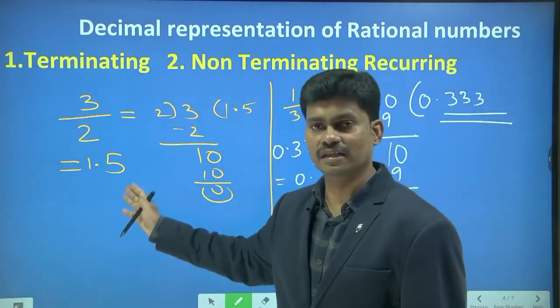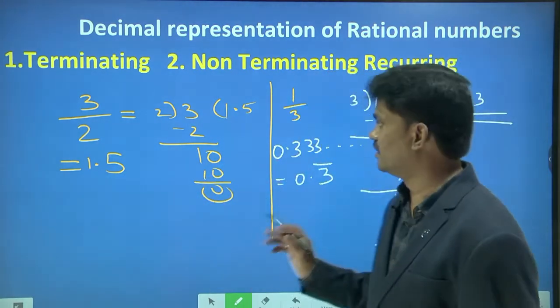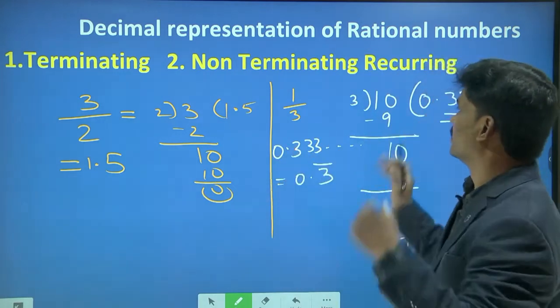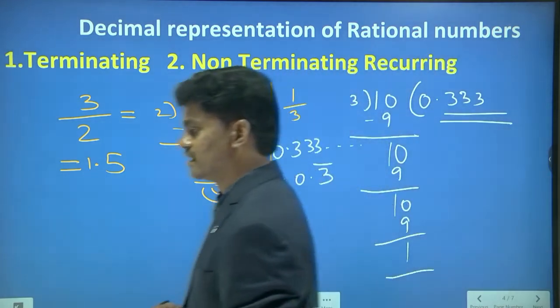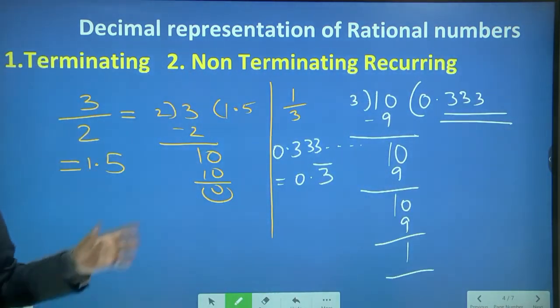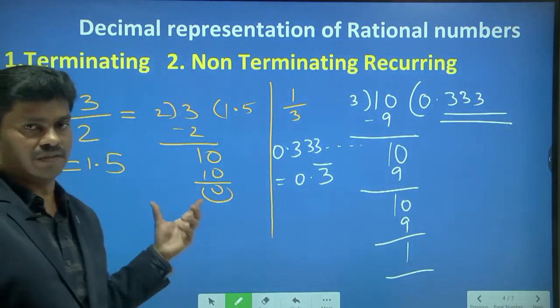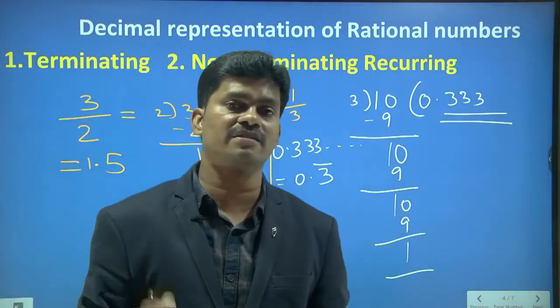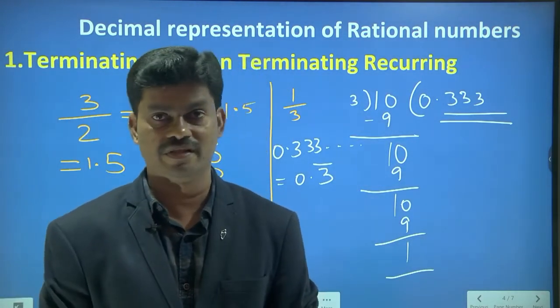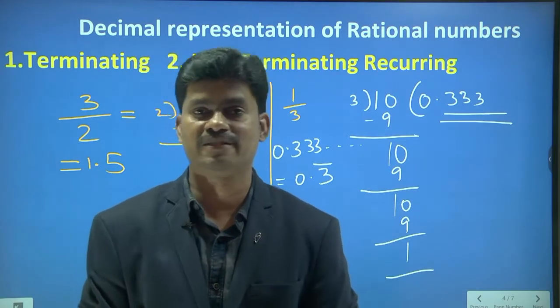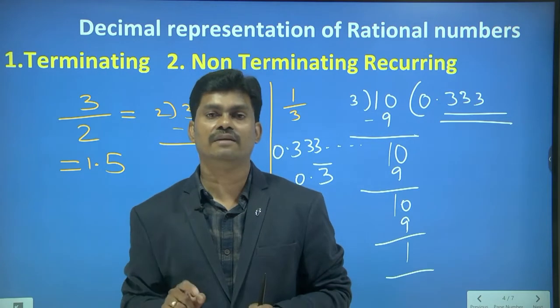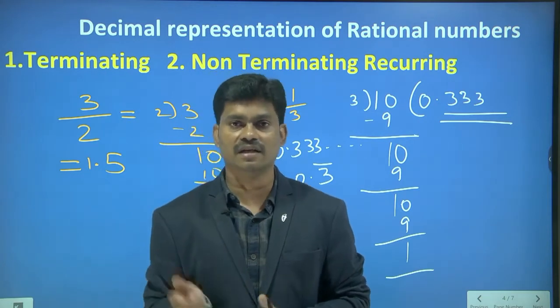This is a terminating decimal. So these kinds of decimals we can represent as rational numbers. So we can say this is a decimal representation of rational numbers. So what kind of decimals are called irrational numbers? This is our question. Terminating and non-terminating recurring decimals are called rational.